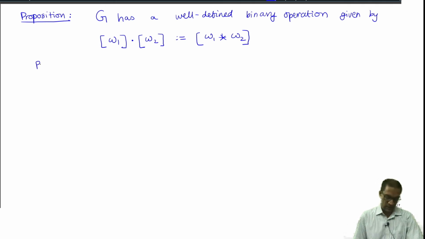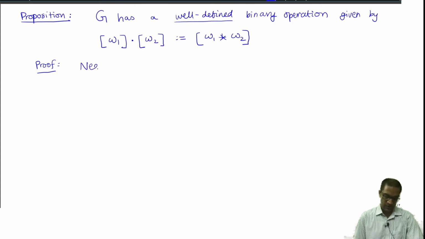Now the key thing that one needs to prove is really well-definedness. Okay, the key point here is that this definition is well defined. And why does one need to worry about that? Because we are picking representatives from these classes W1 and W2.